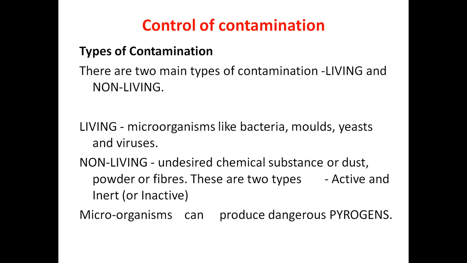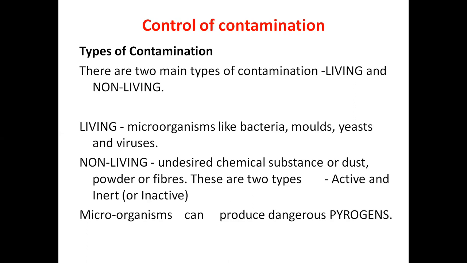Then, how to control the contamination? We'll look into the control of the contamination. There are different types of contaminations. There are two main types of contamination: one is living and another one is non-living. So what are the living and non-living contaminations? Living contamination means the microorganisms like bacteria, molds, yeast and viruses. They are all living. Non-living is nothing but undesired chemical substances or dust or powder or fibers.